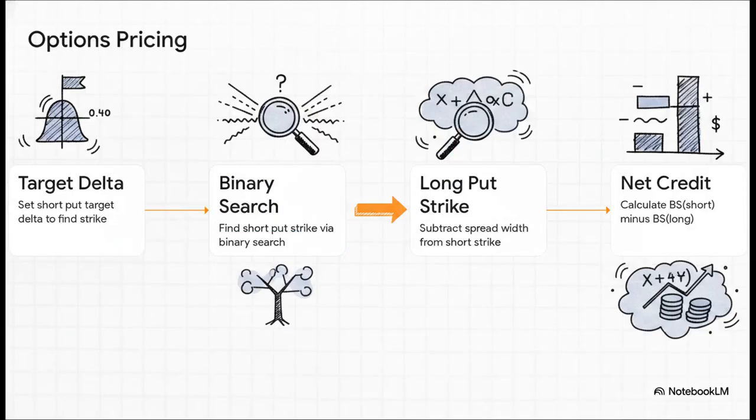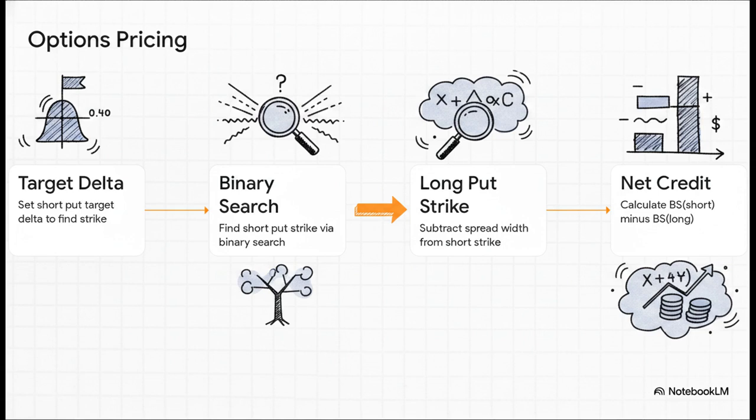Instead of looking up historical quotes in some pricey database, the engine dynamically synthesizes the spread using the Black-Scholes model. Let's break that down. First, it targets a specific options delta, which is essentially the probability of the option expiring in the money. By default, that's set to 0.40. Second, the script runs a binary search algorithm to mathematically hunt down the exact strike price corresponding to that delta on any given historical date. Third, it just subtracts your configured spread width to find the long put strike.